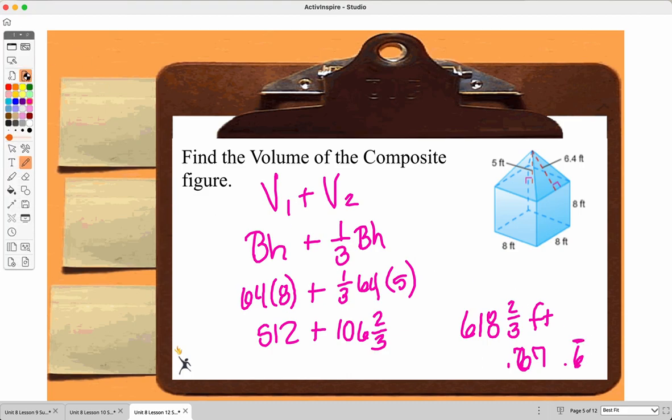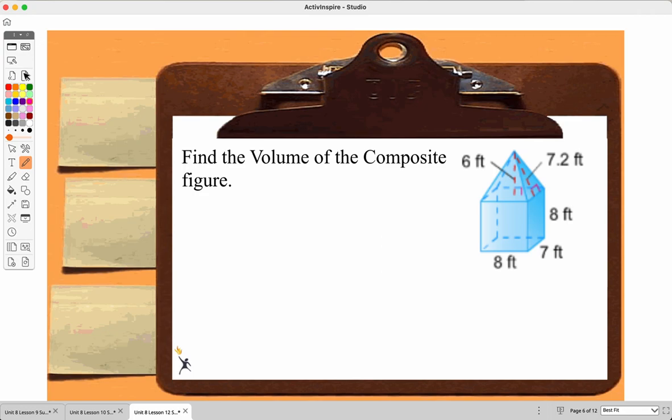All right, pause the video and see if you can find the volume for this one.